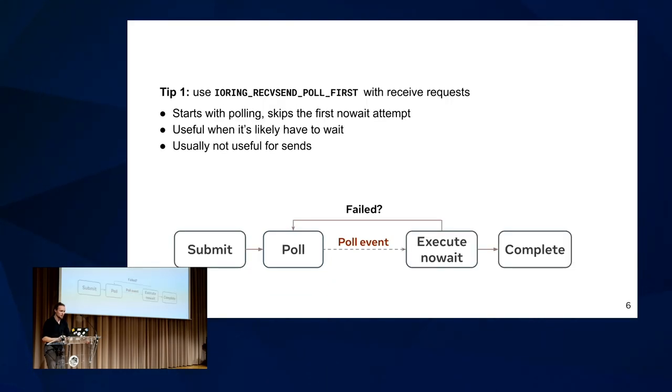And just a couple of quick notes on this. As I said before, with receives, when you send a receive, you are most likely to fail the first attempt. It's most likely there is no data in the socket. And this first no-wait execution seems wasteful, which most likely it is. And for this reason, we have a poll first flag, which will ignore the first no-wait execution and go straight to the polling. Just a little optimization, but pretty useful for receives.